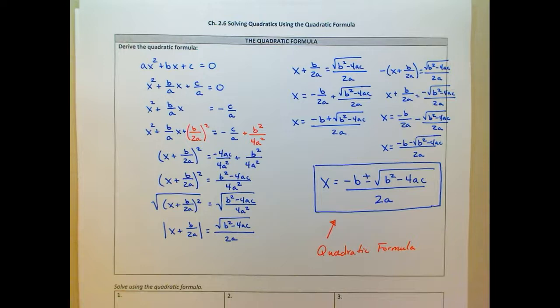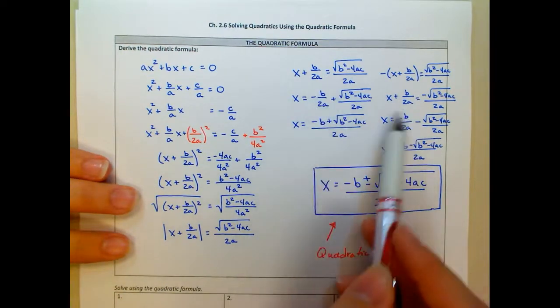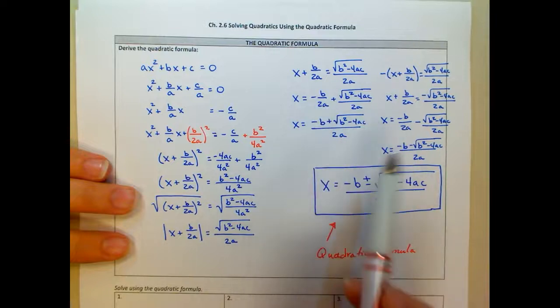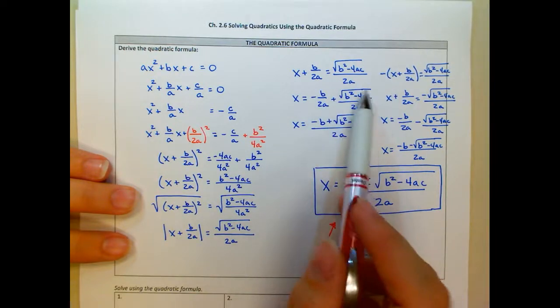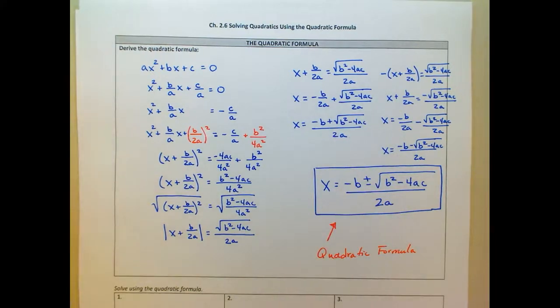So one thing I do want to show you, which I think is really neat, is notice this negative b over 2a here. That is the vertex. And then this piece right here is actually just the distance formula from the vertex. So the quadratic formula is simply the vertex and then every point's distance from the vertex. So that's kind of a cool little tidbit.